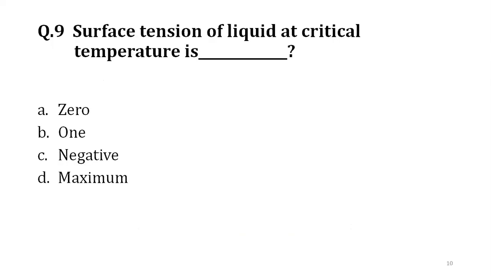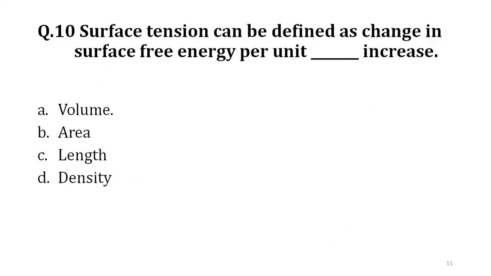Next, the surface tension of a liquid at the critical temperature is: option A, 0; B, 1; C, negative; and D, maximum. So the correct answer is 0.